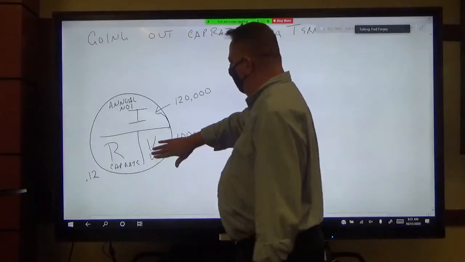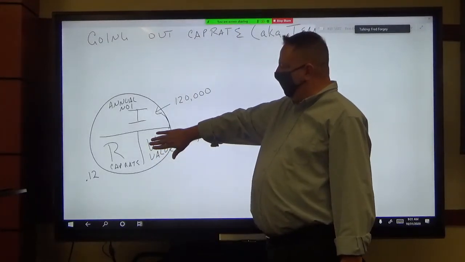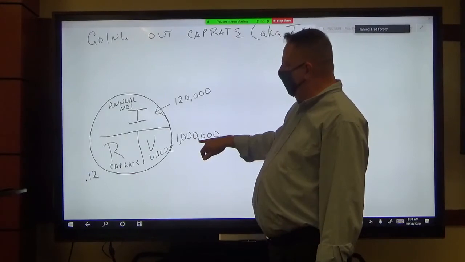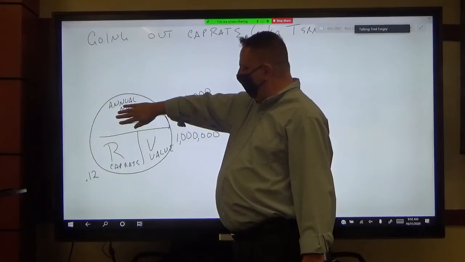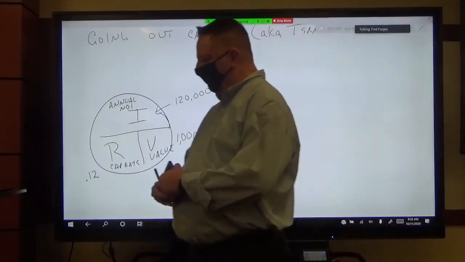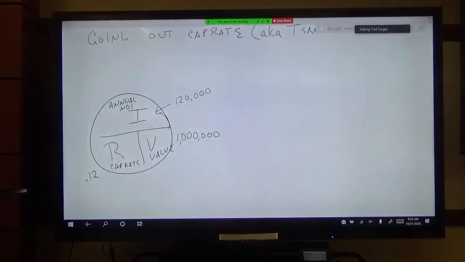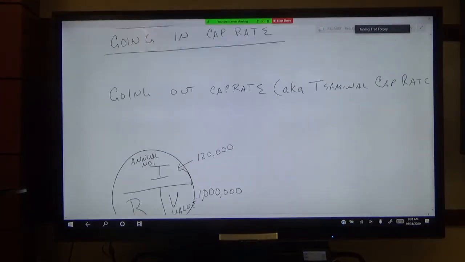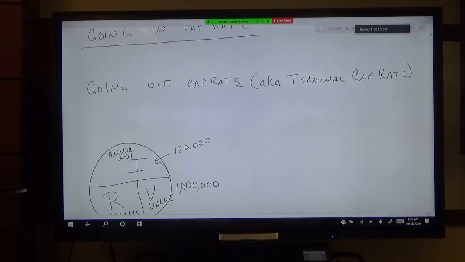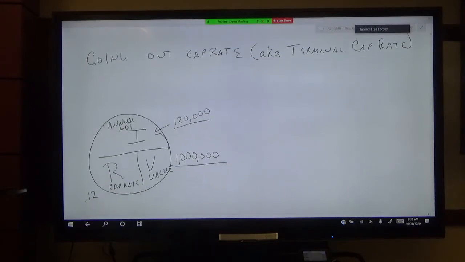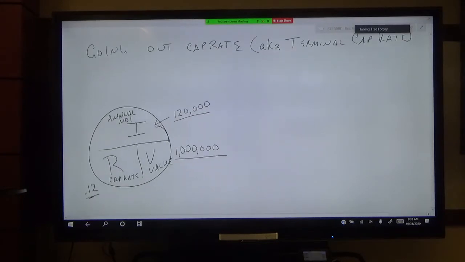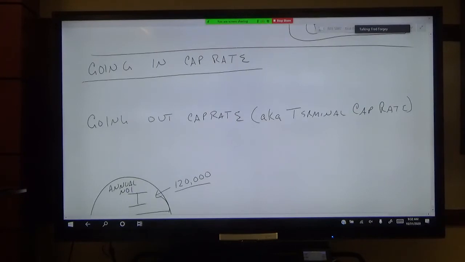If we were solving for the value, we'd simply take 120 divided by 12%. That would give us our value. If we want to find the income, it would simply be the cap rate times the value. Now, assume that we bought the property for $1 million. It's generating $120,000 of income, or that's what expectations can be generated at pretty much right off the bat. And that gives us this going-in cap rate of 12%.